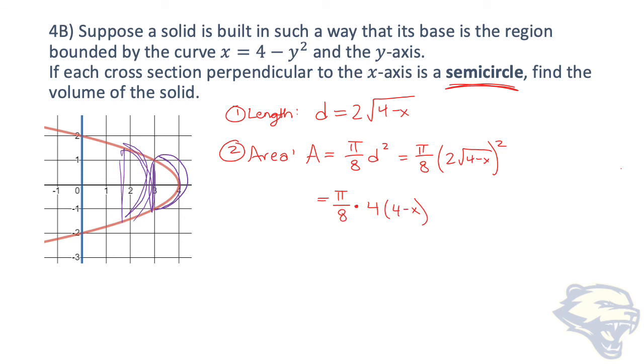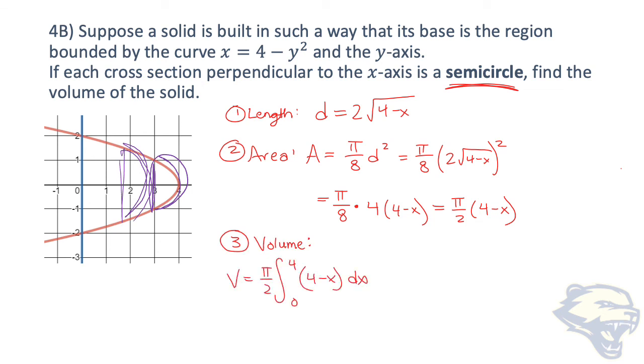So if we square the 2 and square the root, and the 4 over the 8 cancels out, kind of similar to what we looked at earlier, and it just comes pi over 2 times 4 minus x. On the left, we've got 0. On the right, we've got 4. So our volume integral is just pi over 2, integral 0 to 4, 4 minus x.